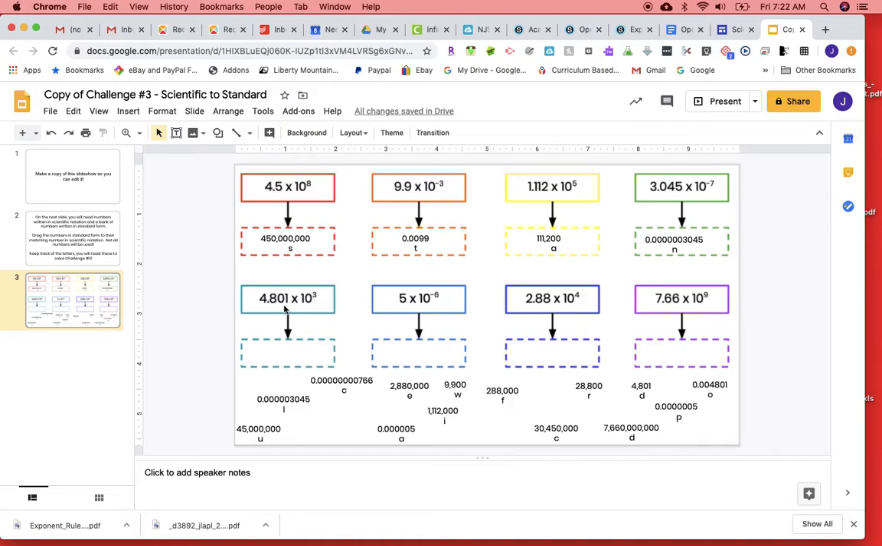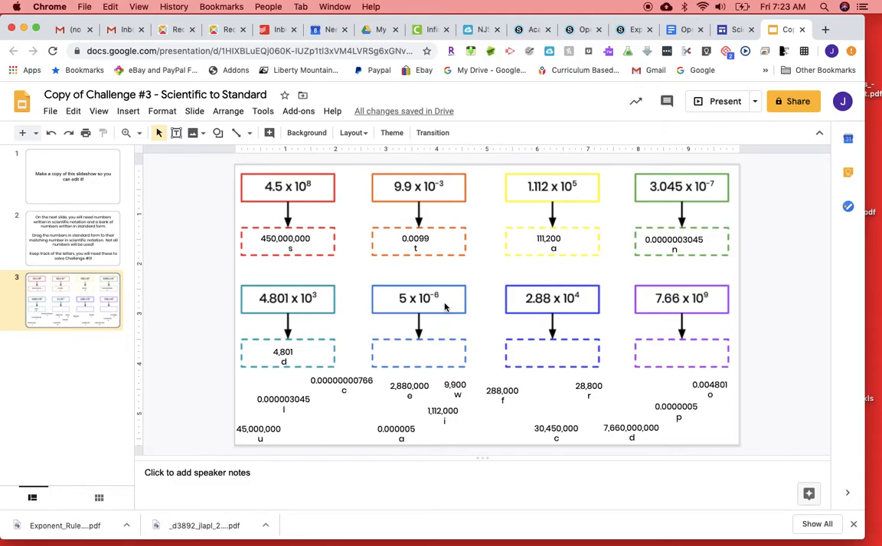4.801 times 10 to the third. Look at that, our exponent of 3 tells us we have to move our decimal to the right because our number has to get bigger. We're going to move it 3 places to the right. So 1, 2, 3. So it'll be 4,801. I'm not even going to put the text box for that one. That's a pretty easy one. Put it there.